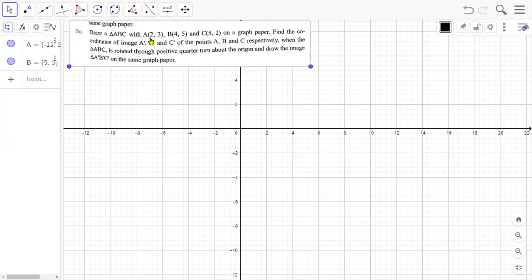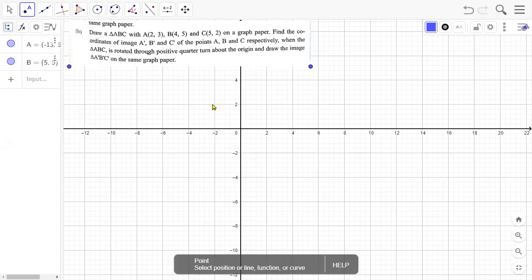Okay, let me just take one point A. What is the coordinate of point A? Swastika, what is the coordinate of point A? Please tell me by seeing this question. Swastika, I am not receiving your voice. Yes, sir. Okay, please tell me what is the coordinate of point A? 2, 3. The coordinate of A is 2, 3.